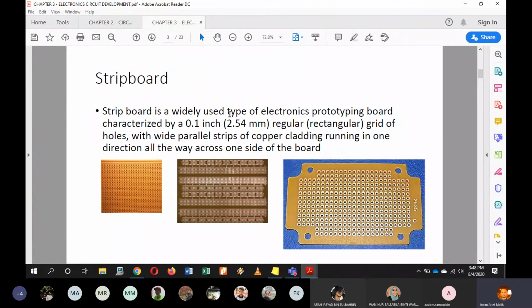So strip board is a widely used type of electronic prototyping board characterized by a 0.1 inch, 2.54 millimeter regular rectangular grid of holes with wide parallel strips of copper cladding running in one direction all the way across one side of the board. So basically this type of board you can use for prototyping. Okay, for breadboard just now, that is for testing.